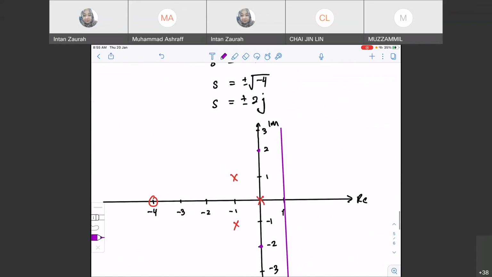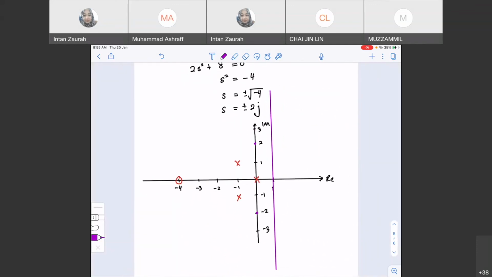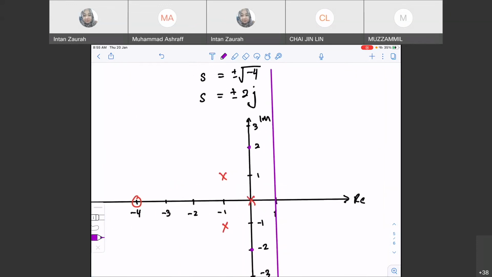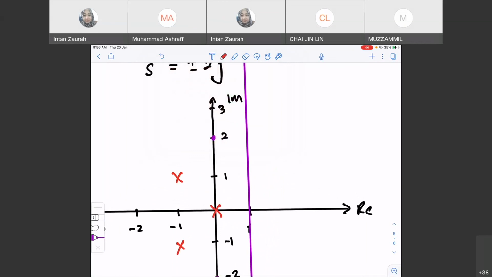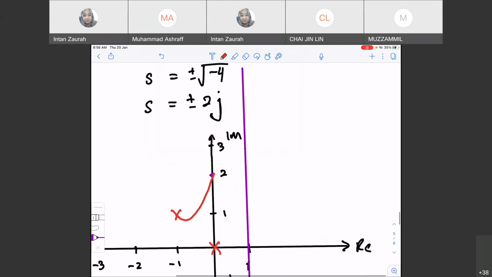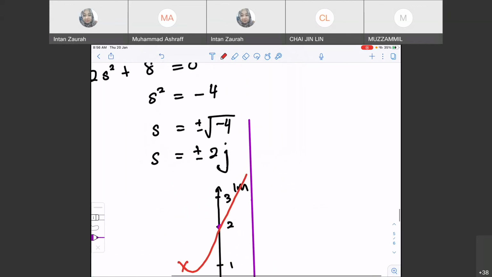It will cross my imaginary axis. Okay, so that's my imaginary axis, my asymptote. So how does my locus look like? It will leave with negative 26.6 and it goes straight away to this. Go directly to my asymptote and then follow my asymptote. Okay.